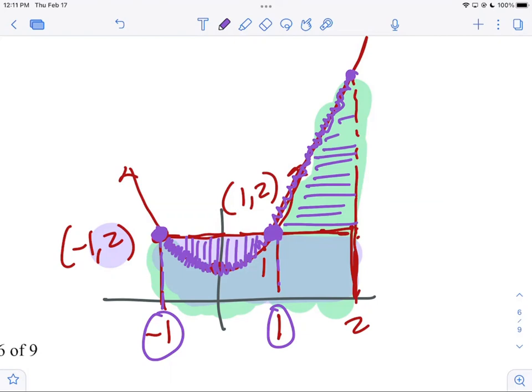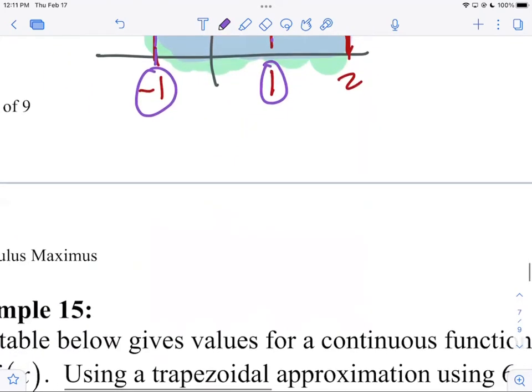So if we're trying to find the x value where the average value exists, we do the integral, we divide it by the width, we find the average value, and then we set it back equal to the original function to find the x value. That's what we did yesterday.